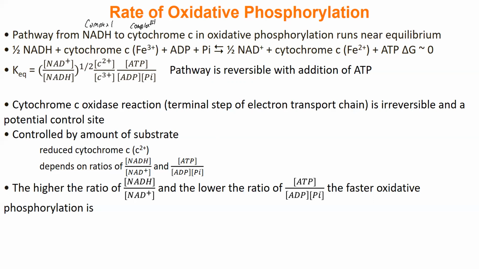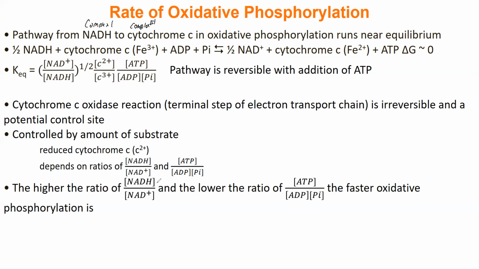And KEQ, products over reactants. What I want you to focus on for this equation is just what ratios really matter in our KEQ equation. And that is the ratios of NADH to NAD and ATP to ADP. That's what's really going to be determining how fast oxidative phosphorylation goes. And we talked about this concept already for the citric acid cycle in terms of NADH. But for oxidative phosphorylation, the more NADH you have, the faster you will go. While more ADP you have, the faster you'll go. All based on this KEQ calculation.